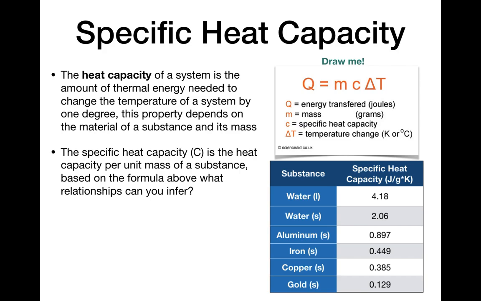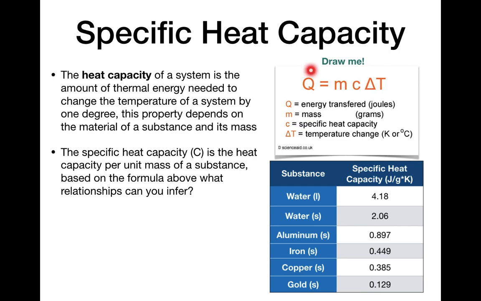So based on this formula here, what relationships can you infer about heat capacity, which is C, specific heat capacity, and these other units? We talked about breaking down formulas and looking at relationships back in our physics unit, and we're seeing it again here. So what do you see?